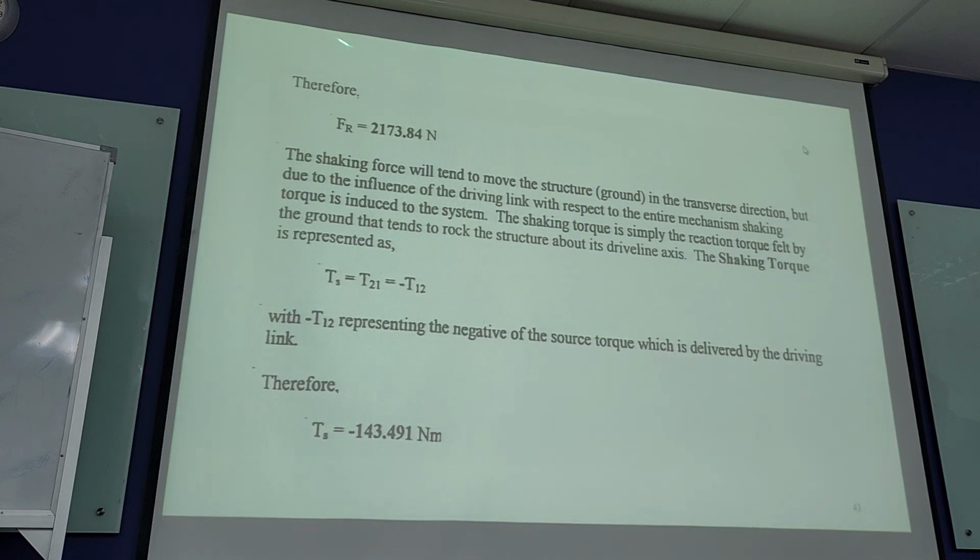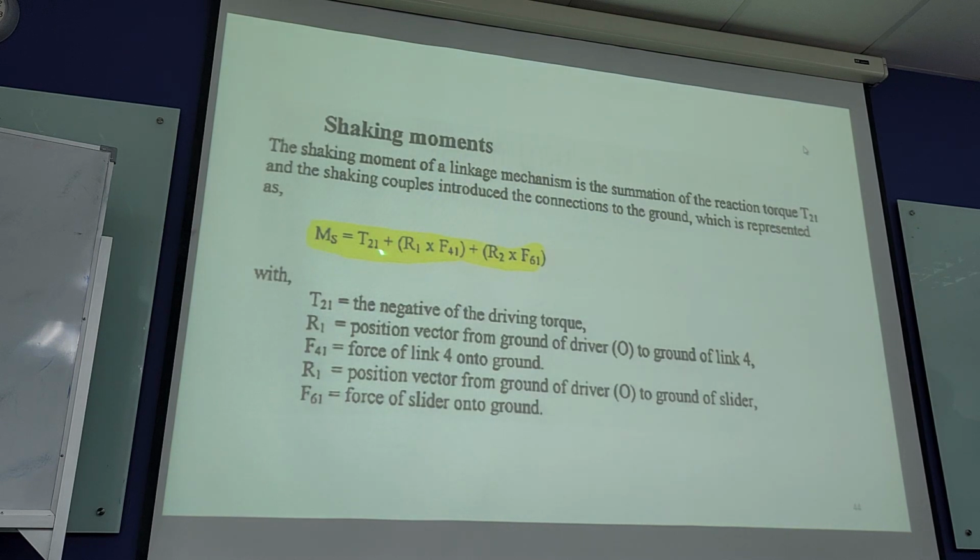Okay, so these are some calculations. Then you need to calculate the torque acting on the system. So this is from your force analysis. Once you do your force analysis, you also know your external torque 2-1 or 1-2. So you will have the external torque. Then the shaking moments will be the sum of these three.